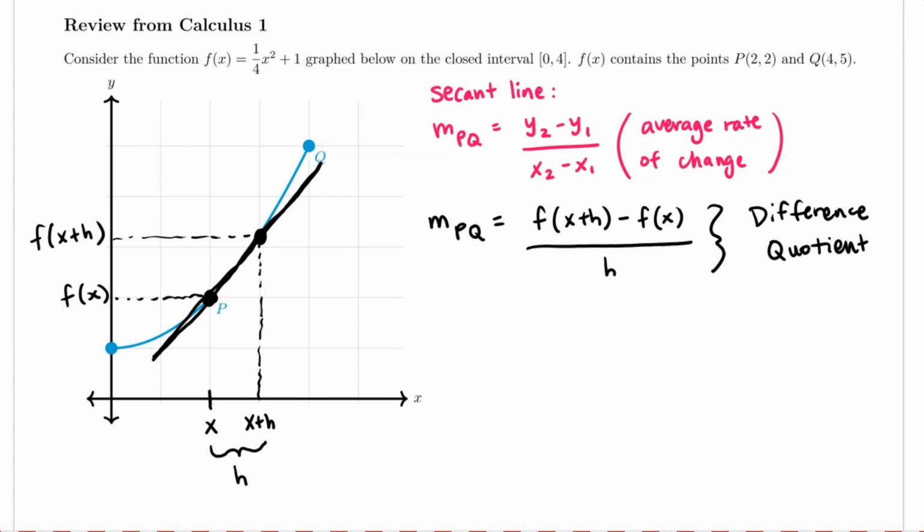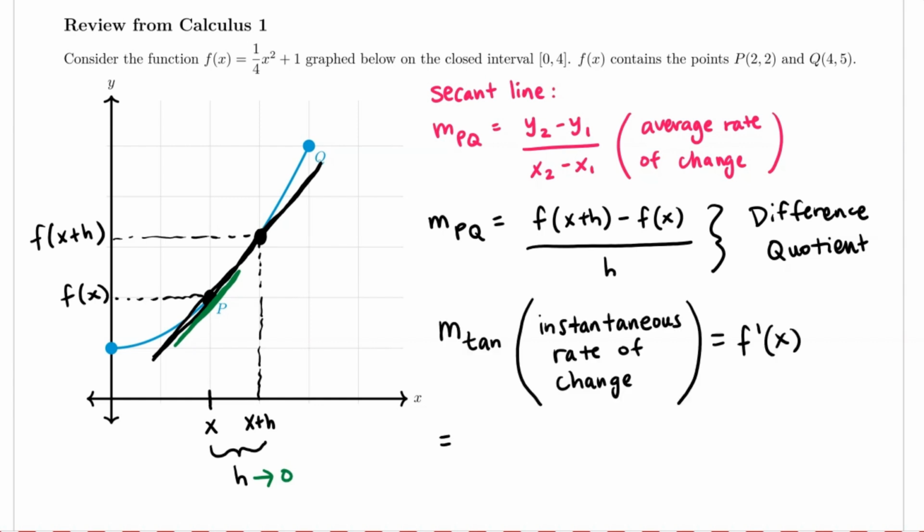Now, as a reminder, our goal is to get the slope of the tangent line, which is this green line here, and the way that we can approximate it is by taking smaller and smaller values of h. And again, in Calculus 1, we learn about h going to 0, and we learn about this thing called a limit. So then we learn that the slope of our tangent line, or in other words, the instantaneous rate of change, is equal to f prime of x, our derivative function, which is equal to the limit as h approaches 0 of our difference quotient, f of x plus h minus f of x all over h.